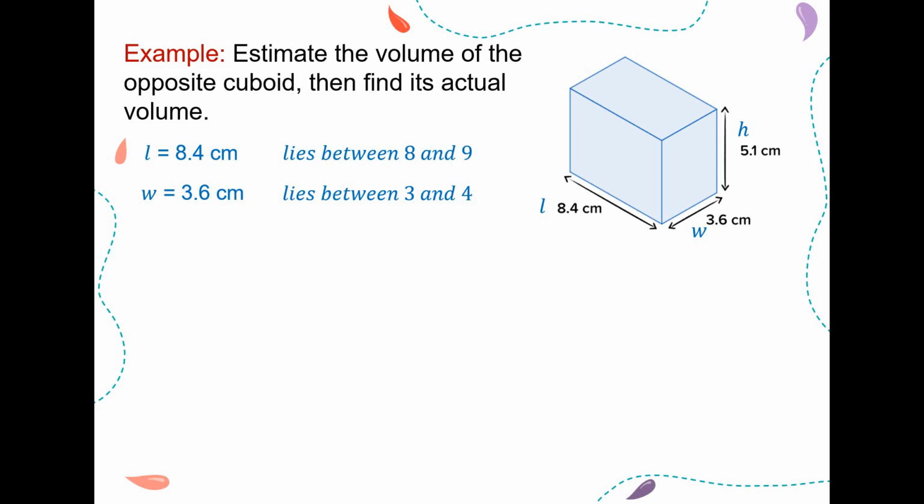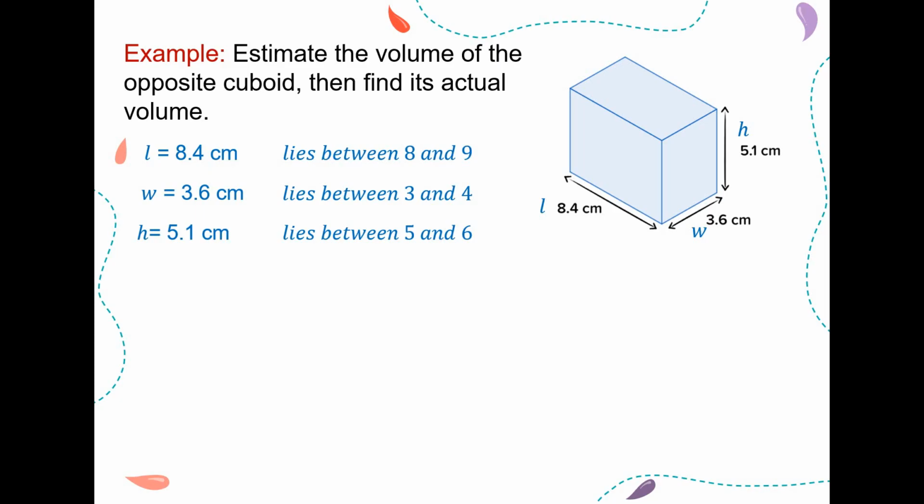The height is 5.1 centimeters. Ask yourself, 5.1 lies between which two integers? Integers means what? Whole numbers, no decimal, no fraction. So how can I find it? 5.1 is greater than 5 and smaller than 6. So it lies between 5 and 6.